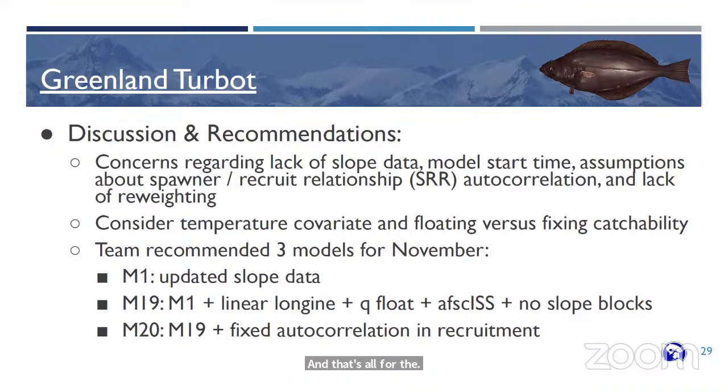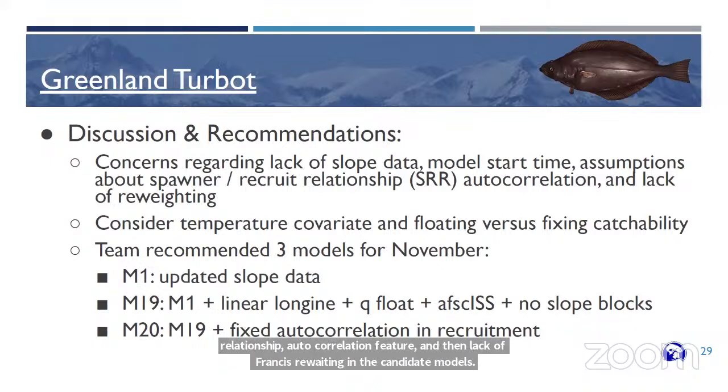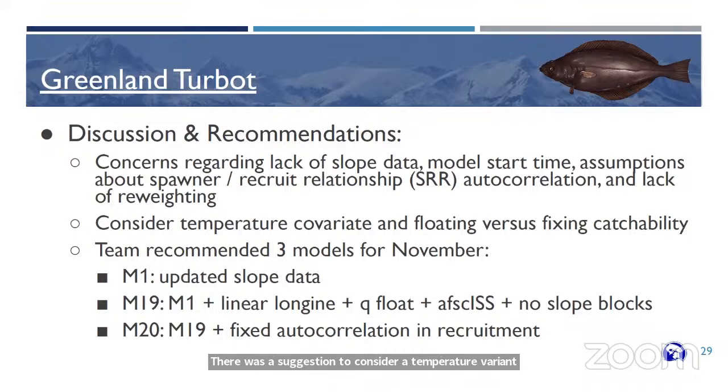And then the team discussed the early model start time and some of the assumptions about the spawner-recruit relationship, autocorrelation feature, and then the lack of Francis reweighting in the candidate models. There was a suggestion to consider a temperature covariate as an alternative to fixing the spawner-recruit relationship autocorrelation term. And then the team noted that the lack of the slope survey presents specific challenges for this assessment. It's really important to have that information, but we probably won't have a slope survey anymore.